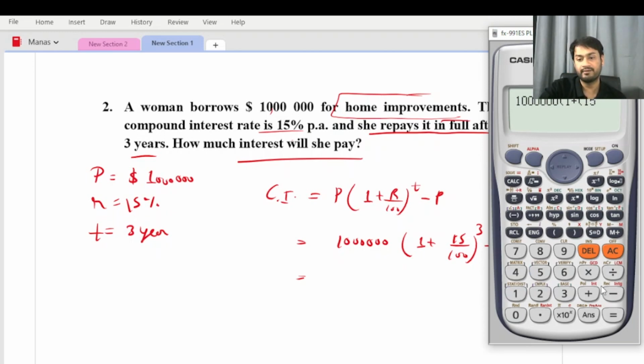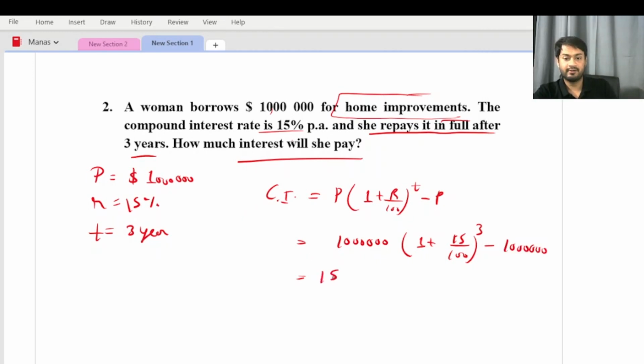So 1 2 3 4 5 6, then put a bracket again, then again 1 plus, again put the bracket, so it will be easy for us to understand the concept. So 15 divided by 100, then close the two brackets, and the power is 3, right, because it is going for 3 years. So the amount which you will get is 1520875.